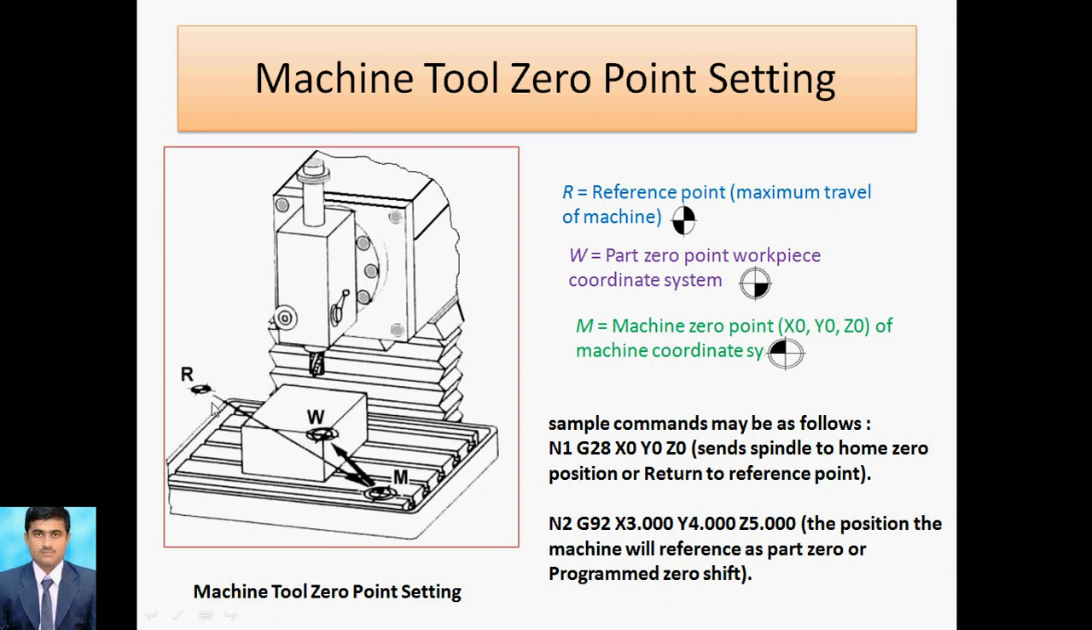Always remember that there are 3 points, RWM. W is for the coordinate system with the workpiece. Then M is for the 0 set for the machine. R is for the reference point where the machine's maximum travel for the tool will be. So this is regarding the machine tool 0 set.